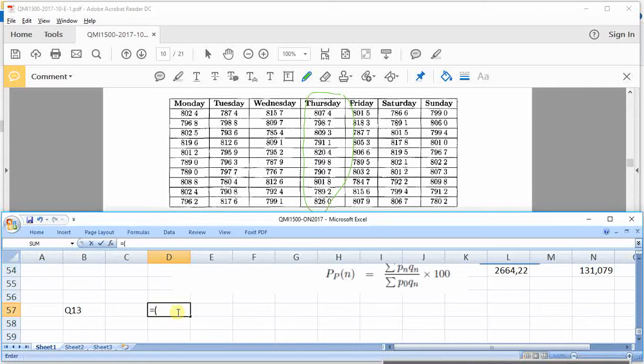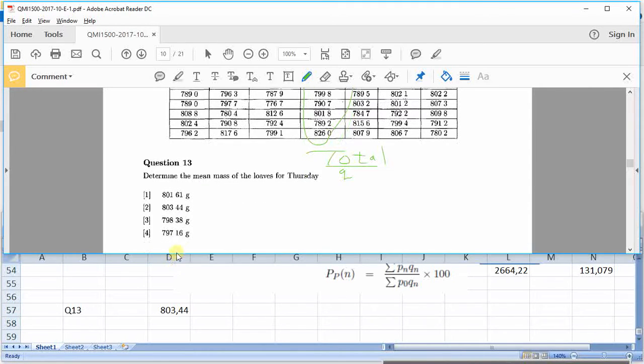Right, so equals, open brackets, 107.4 plus 798.7 plus 809.3 plus 791.1 plus 820.4 plus 799.8 plus 790.7 plus 801.8 plus 789.2 plus 826. Close brackets. Divide by how many observations? 10. Is it 2, 4, 6, 8, 10? Great. Divide by 10 equals that. Okay, option 2.